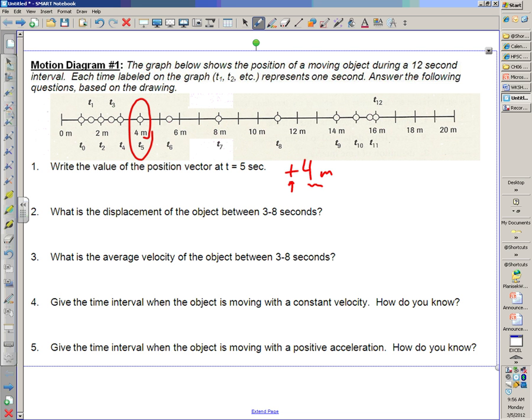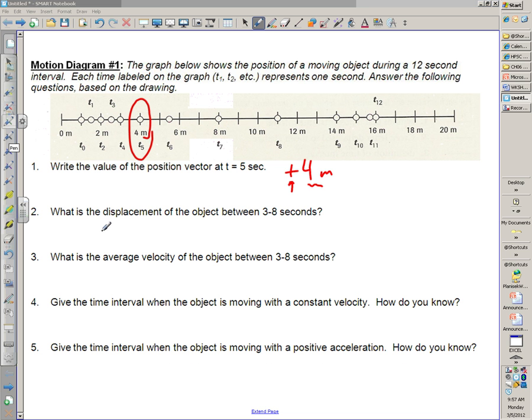Allison, what else did we talk about? Displacement. And Allison, what did displacement do for us? Change of position. All right. So we said that calculating displacement looks like this, right? X final minus X initial, the final position minus the initial position. And that was question number 2 here, right?